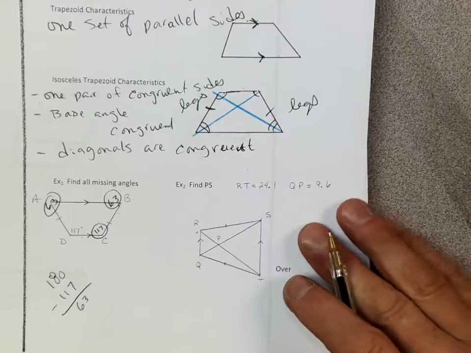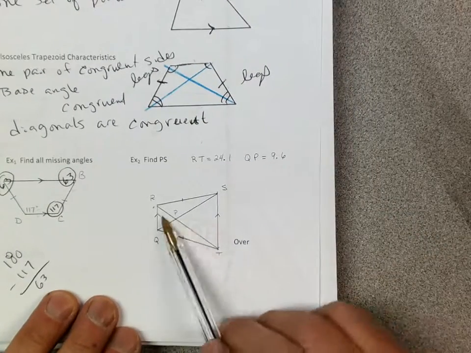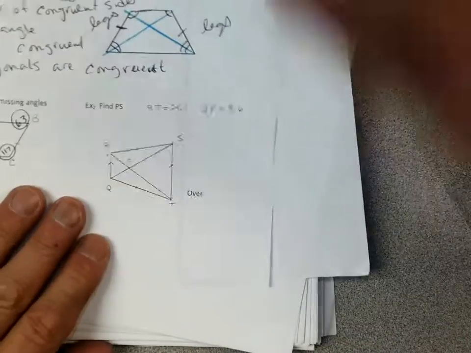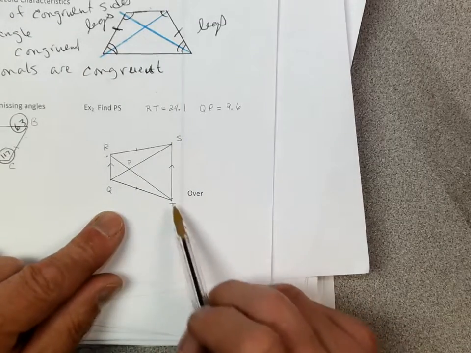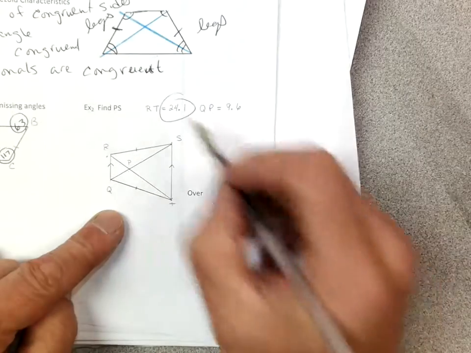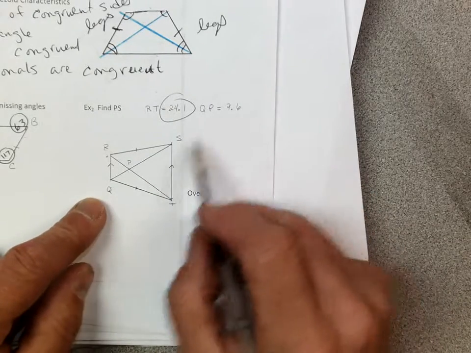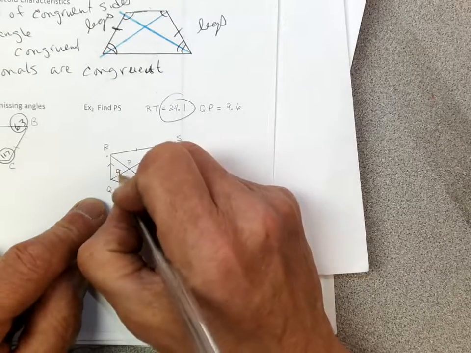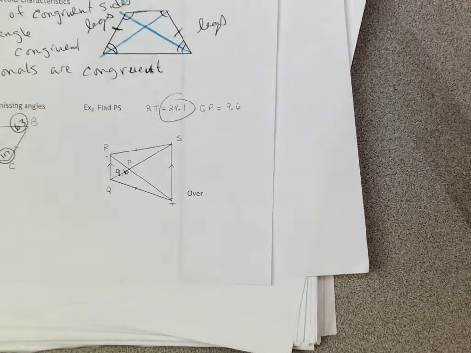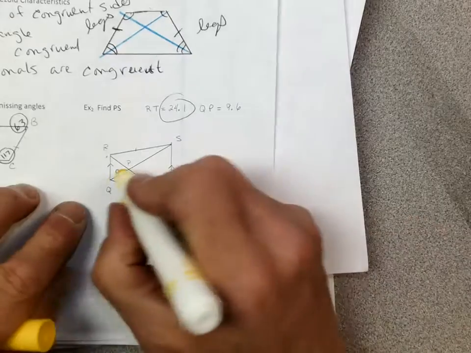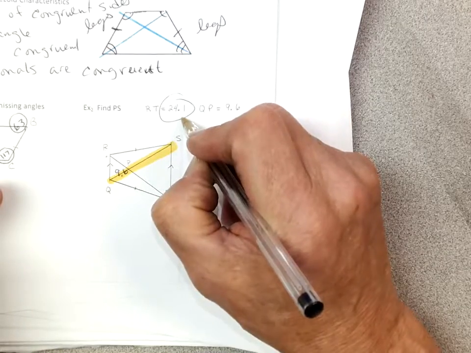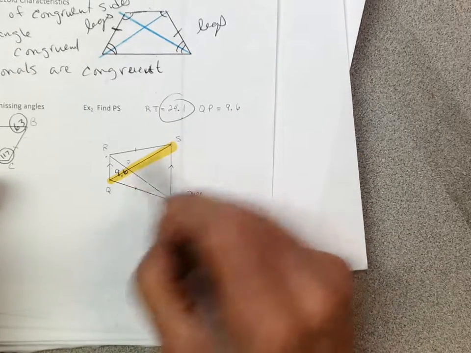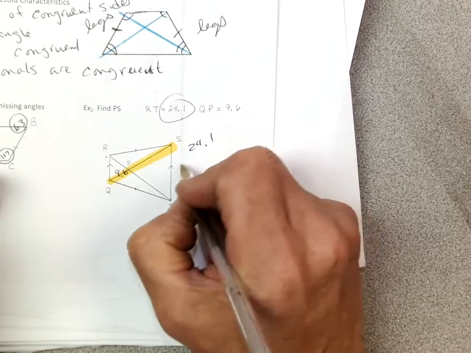All right, then, example 2. It is a trapezoid, kind of on its side, but it's still a trapezoid, right? And it's an isosceles trapezoid, so I know the diagonals are equal. So diagonals are congruent, so if RT is 24.1, and QP, that's right here, is 9.6, well, I know the whole QS has to be 24.1, right? So to find just the last bit, PS, I'm just going to go 24.1, subtract 9.6.